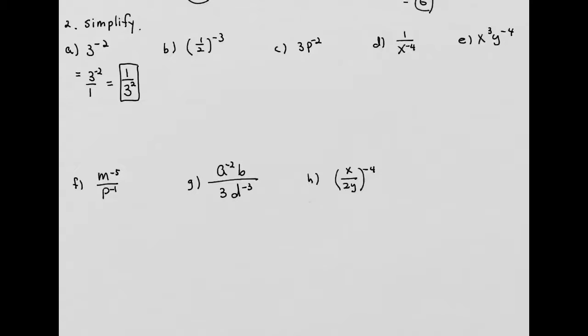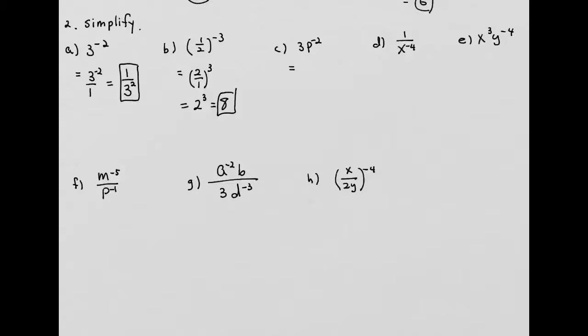The next one, in order to get rid of negative, flip the base. So this is going to be flipping 1 over 2, so it will be 2 over 1, which is going to be 2 cubed. That's 8.